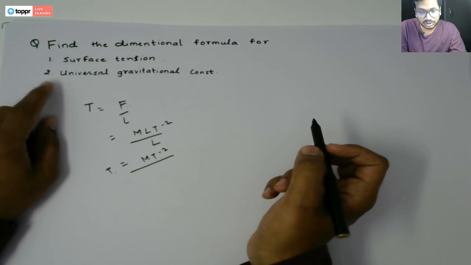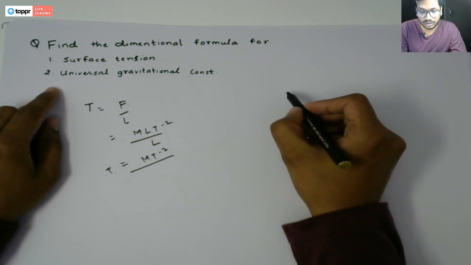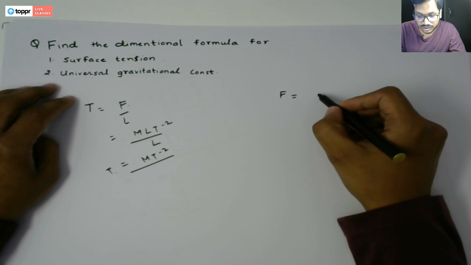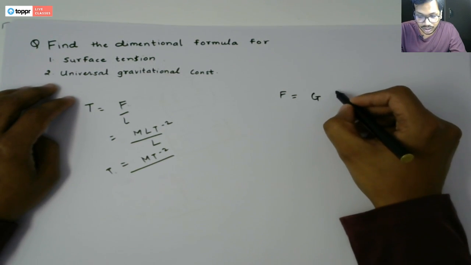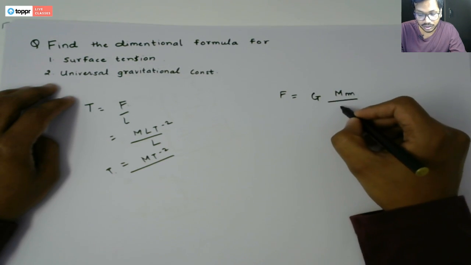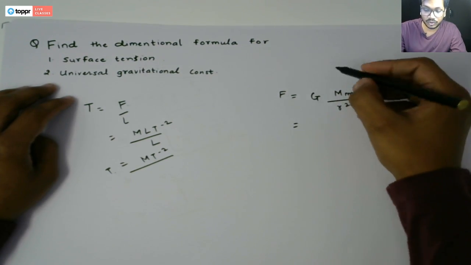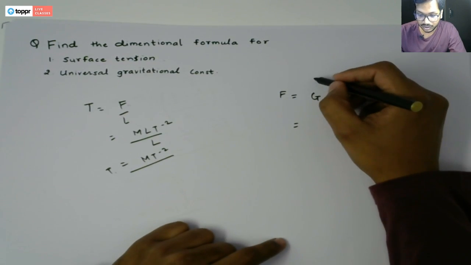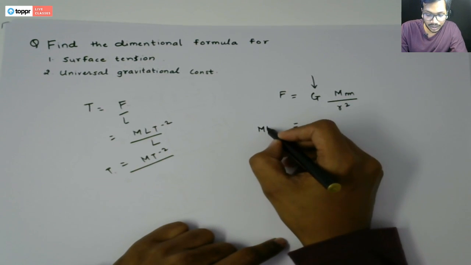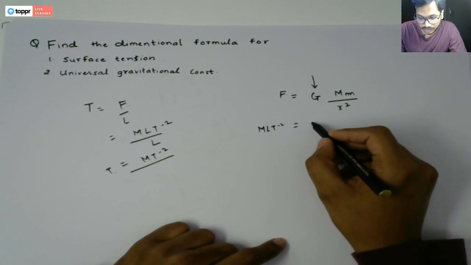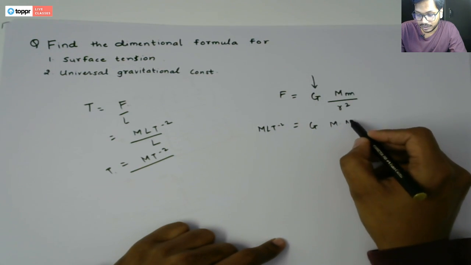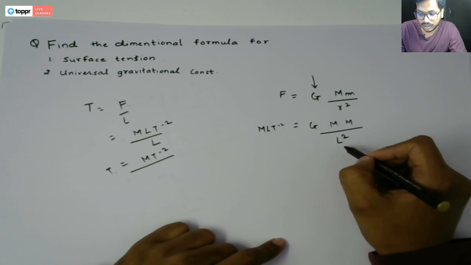So this will be the dimensional formula for surface tension. Now let us do the same thing for universal gravitational constant. Let's say the force of gravitation between any two objects is given by universal gravitational constant times mass of the first object times mass of the second object divided by the square of distance between them. Now in this equation you have to find the dimensions of this quantity. So for force we know it is M L T minus 2. G we have to find out. M is capital M. For small m also it is again capital M, and distance square, that is length square.